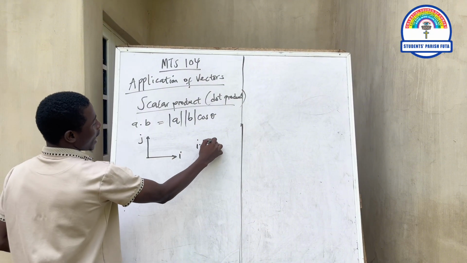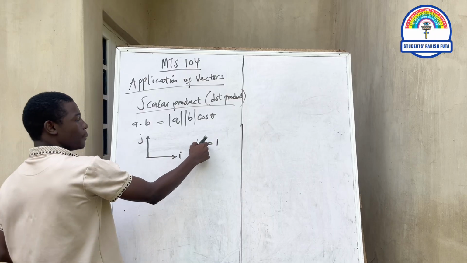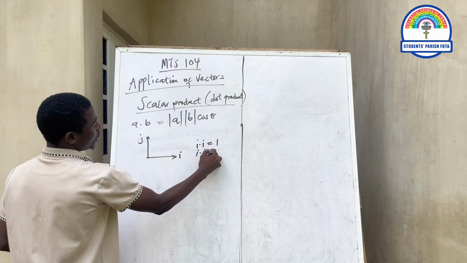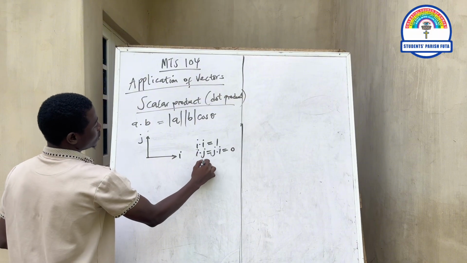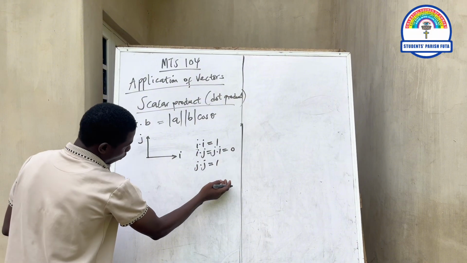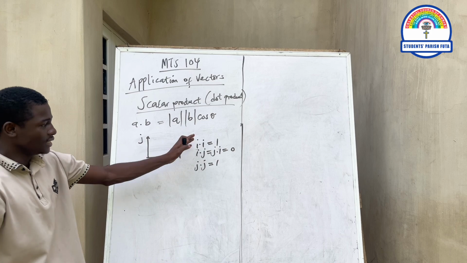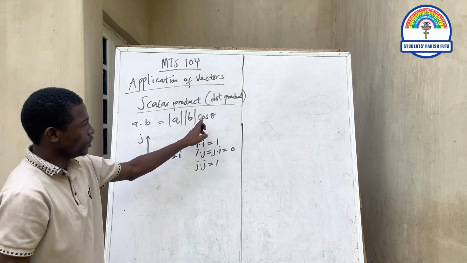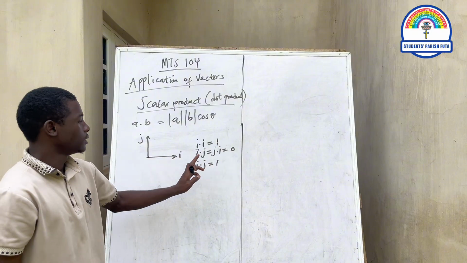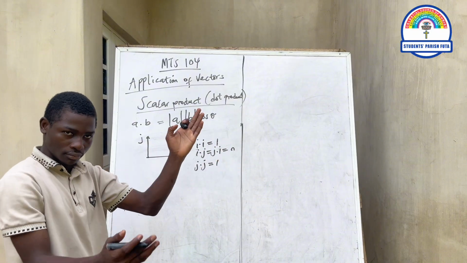Your i dot i will give you 1 because they are parallel. Your i dot j is the same thing as your j dot i, they will give you 0, and your j dot j would give you 1. So note this: since they are parallel, the product gives you 1. Since they are perpendicular, the product gives you 0. Cos 0 gives you 1. Cos 90 gives you 0.